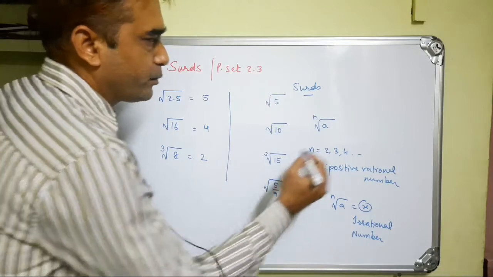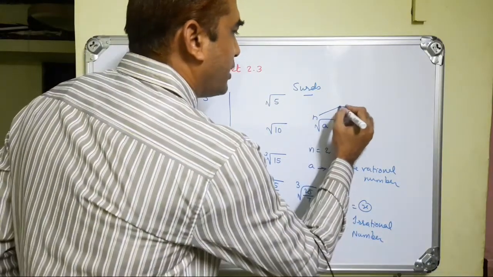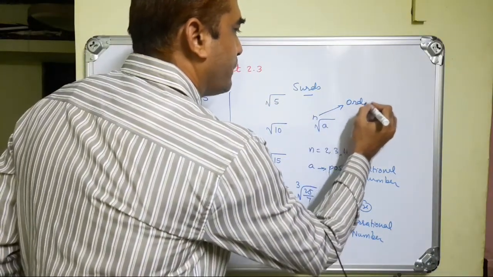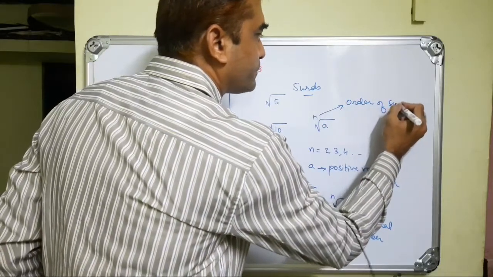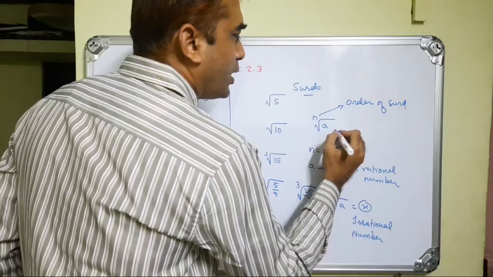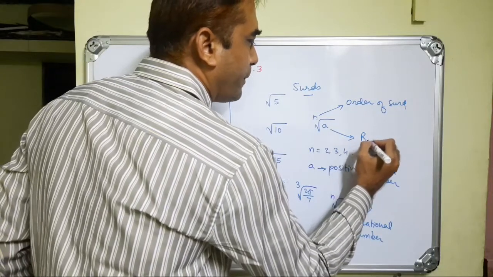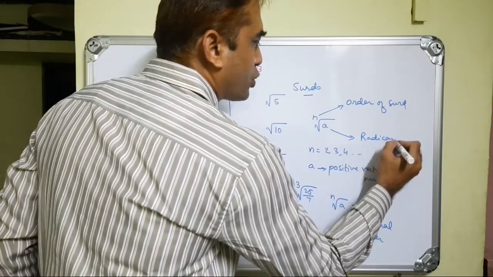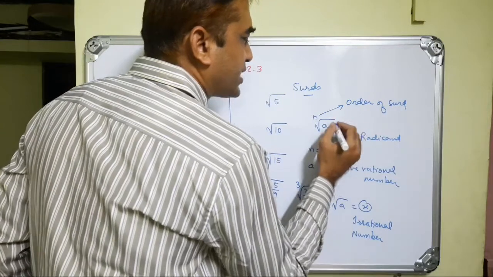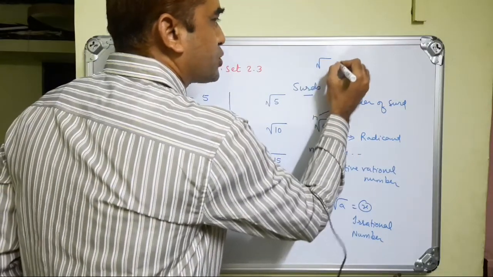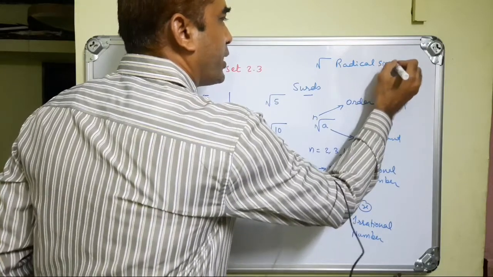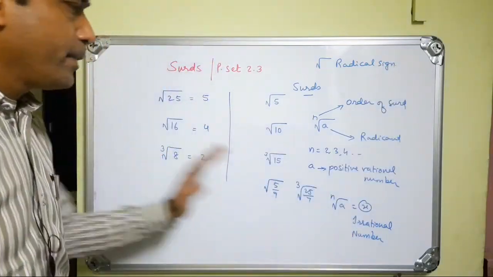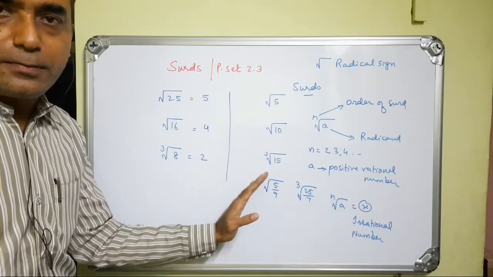Now here you have to remember that n is called the order of the surd, and a is called the radicand, and this sign is called the radical sign. Okay, this is about surds.